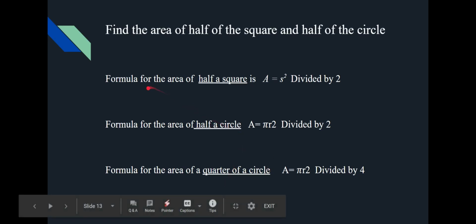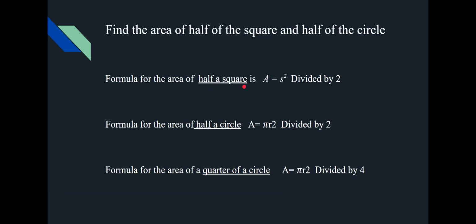Okay, now, like we said, the formula for area of half a square is s squared, and then once you find that, you just simply divide by 2 because you're looking for half. Same thing for the circle. Same formula. Area equals pi r squared. That should have been squared. My apologies. Pi r squared, and then once you're done, you're dividing by 2.